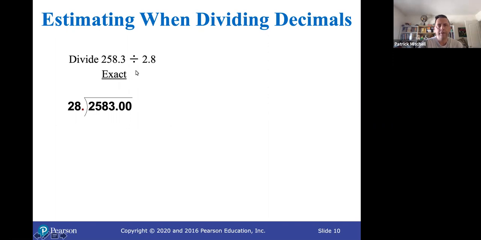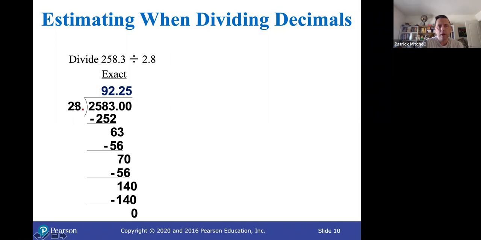Okay, so the first thing we've done is move the decimal point 1 place to the right in 2 and 8 tenths, which means we have to do the same thing in the dividend. So this is going to be the same problem as 28 into 2,583. Okay, so 28 goes into 258 9 times. 9 times 28 is 252. 258 minus 252 is 6. Again, I'm sorry, this is not lined up very well. And bring down the 3.